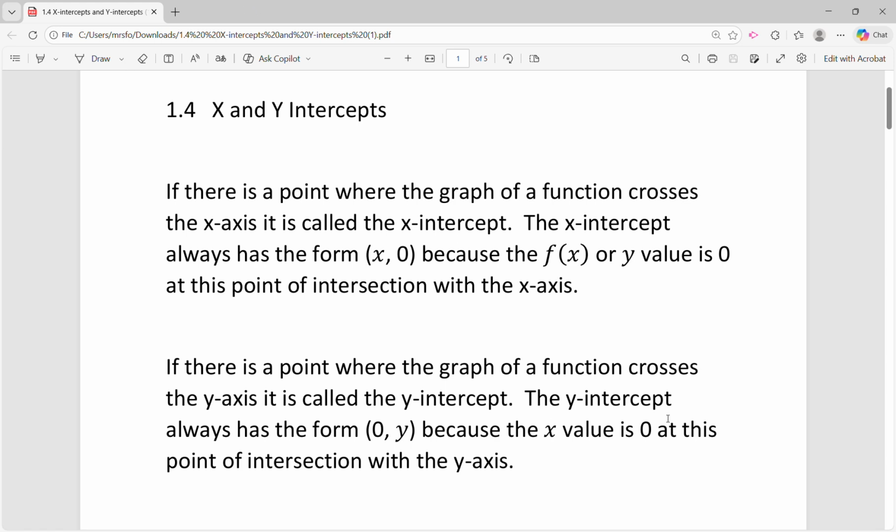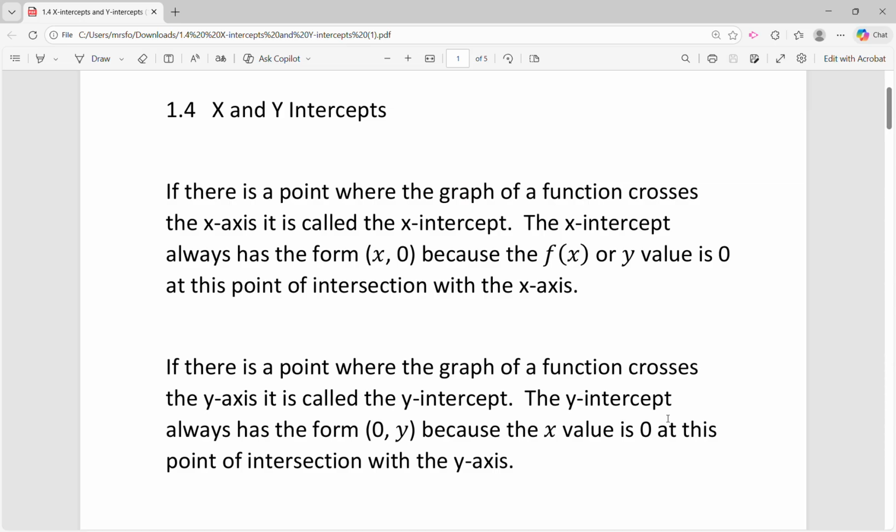Alright, so today we want to talk about x and y intercepts. So far we've talked about relations and functions and different ways that we can represent a relation and a function. So we talked about graphs, tables, ordered pairs, equations, statements, all the things.